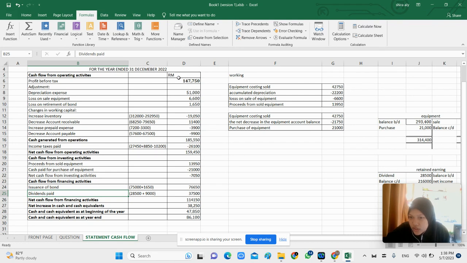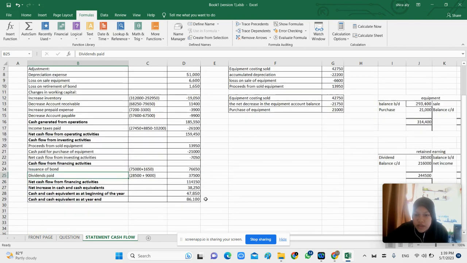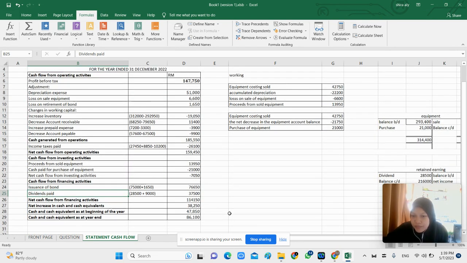So after we calculate all of the changes, the cash generated from operation, net cash flow from operating activities, we calculate net cash flow from financing activities and net cash flow from investing activities, and then we will get a net increase in cash and cash equivalent. So we will get the same one as here.